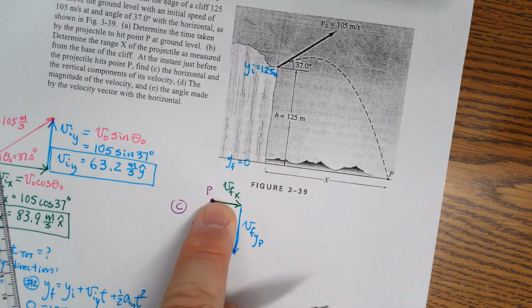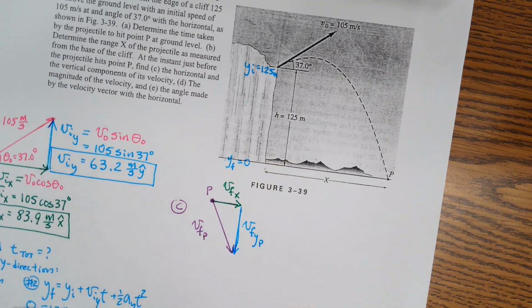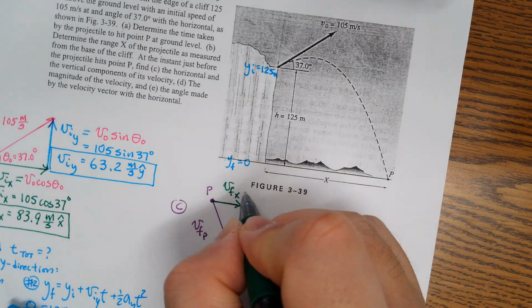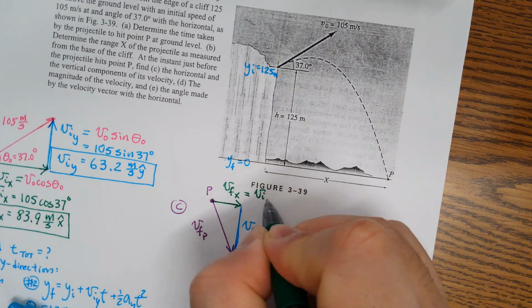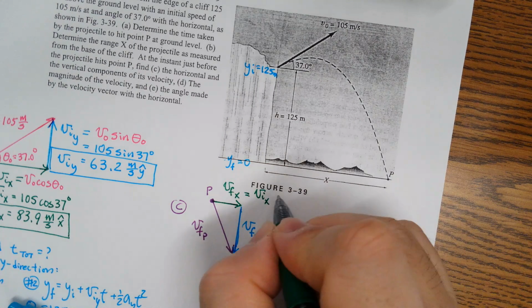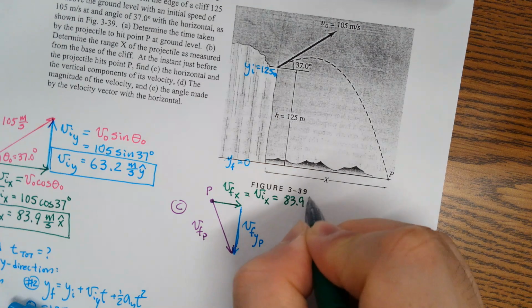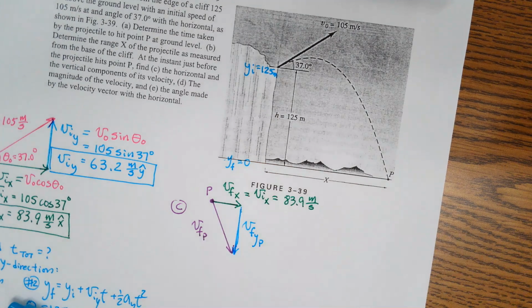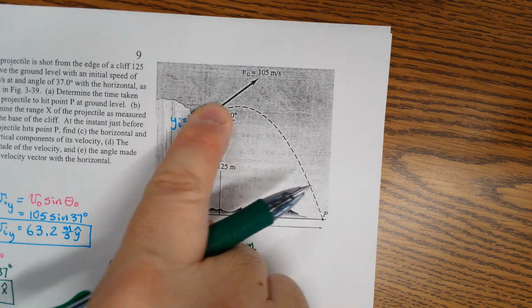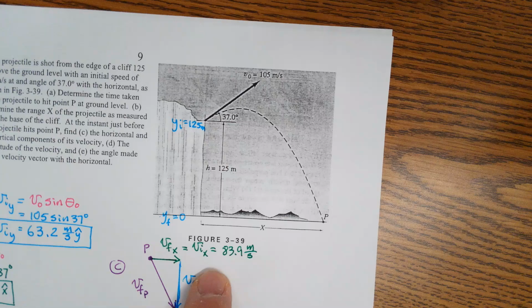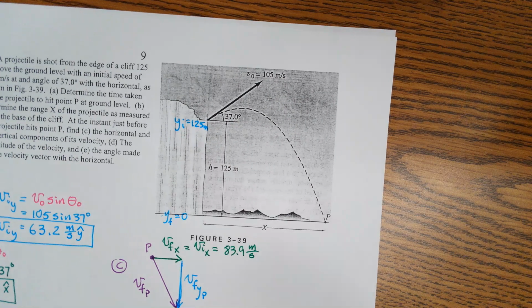We already know what the VFX is at any time, which is exactly the same as your VIX. It doesn't change. And that is 83.9 meters per second because it doesn't change at any time at all. No matter what time it is, no matter where it is along this trajectory, my x velocity will always be 83.9 meters per second because it doesn't have any acceleration at all.